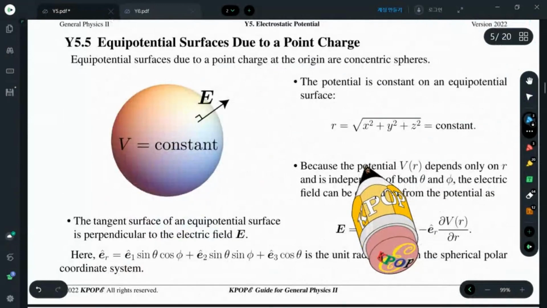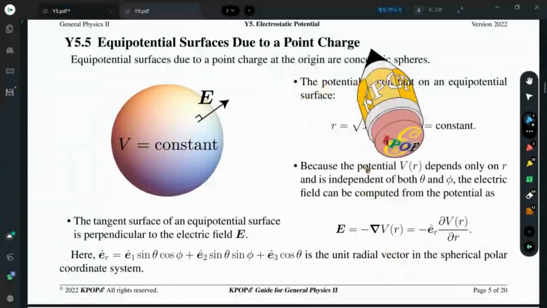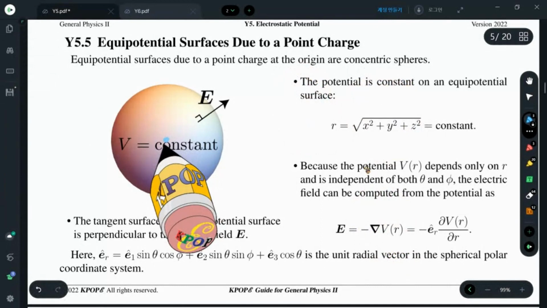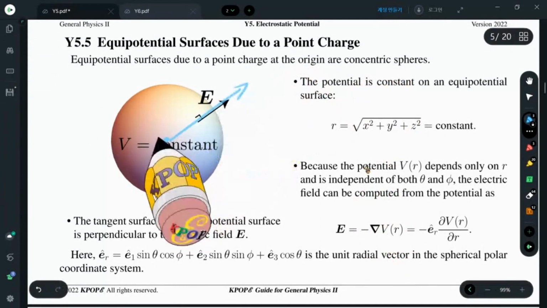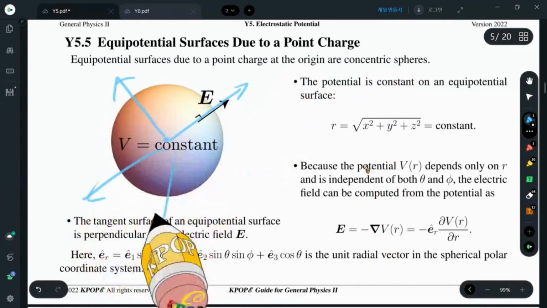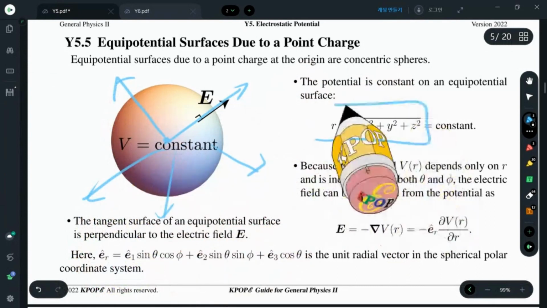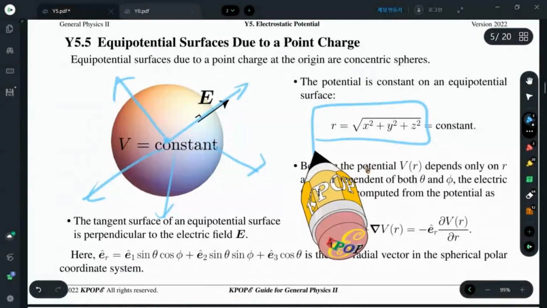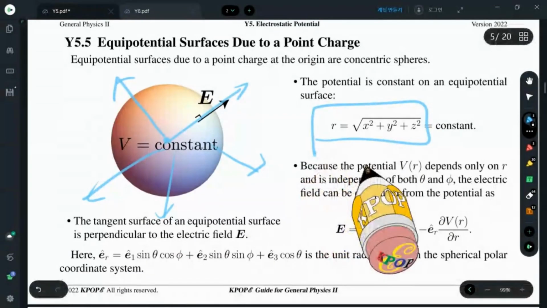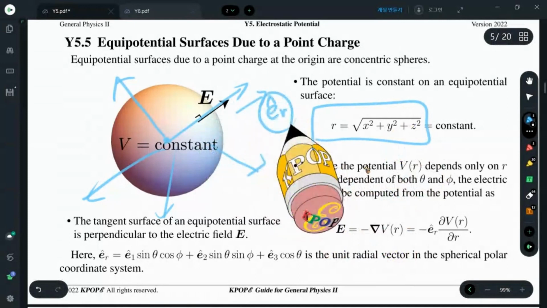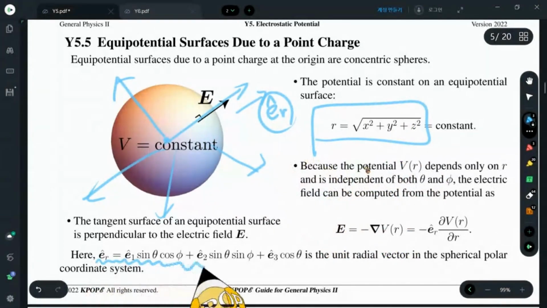A simple example. We consider the equipotential surface due to a point charge. There is a point charge at the center of a sphere. Electric field is always radial. And the distance from the center is defined like that. That is the radius from the center. And the direction unit vector along the electric field is always along the radial direction.